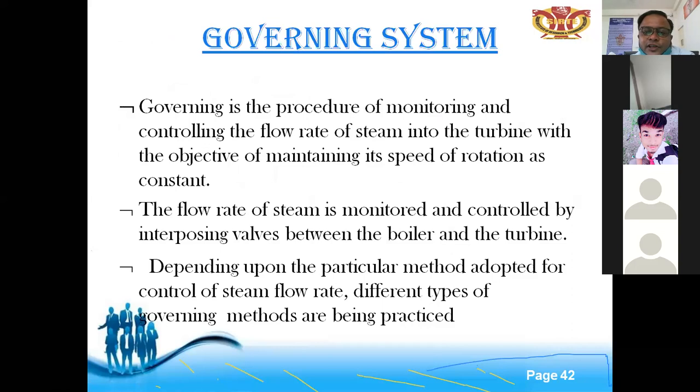Governing system. Governing is the procedure of monitoring and controlling the flow rate of steam into the turbine with the objective of maintaining its speed of rotation as constant.